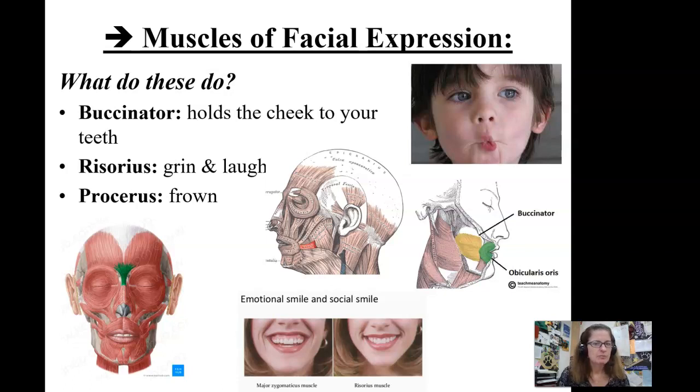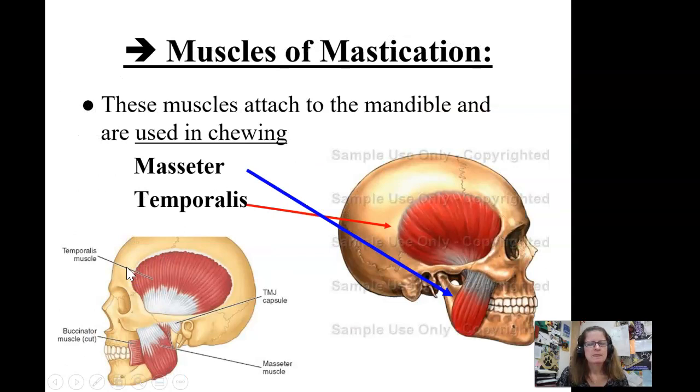Whereas the procerus muscle is the one right in between your eyes. So if you get a frowny face and a few wrinkles up in there, that zone is the procerus muscle. So anytime you're like, "what?", that's when you're engaging that guy. So what other muscles do we use in our head?